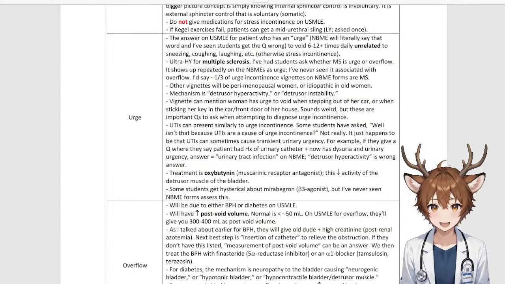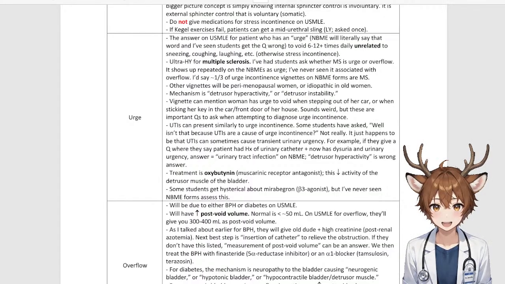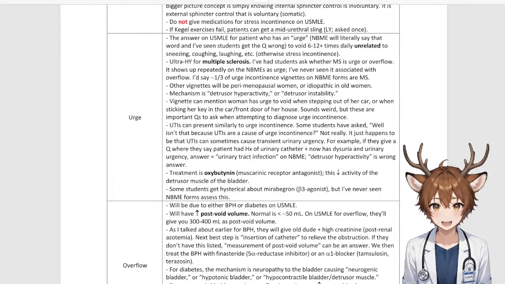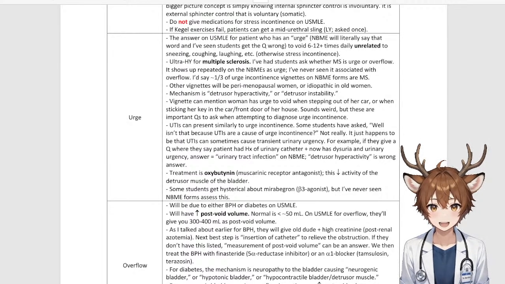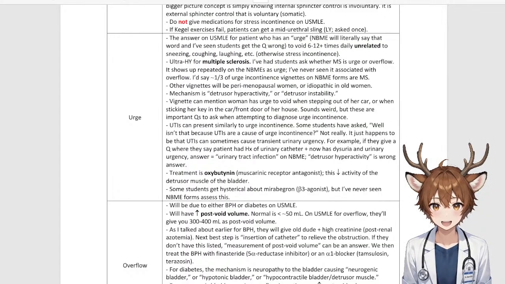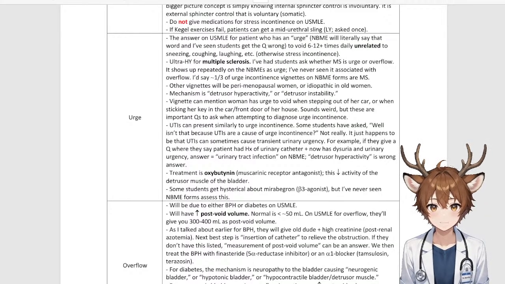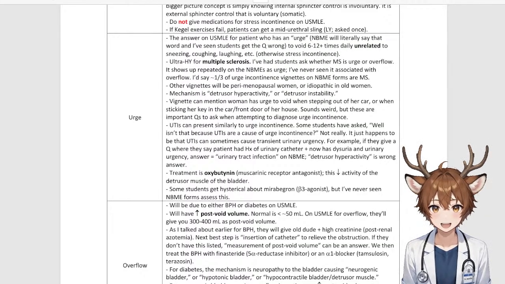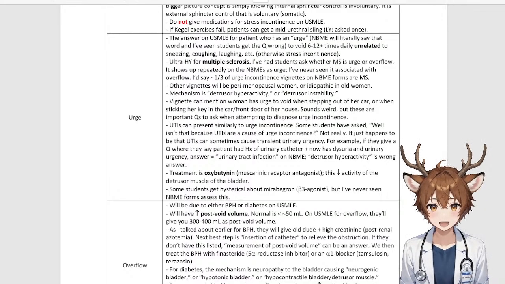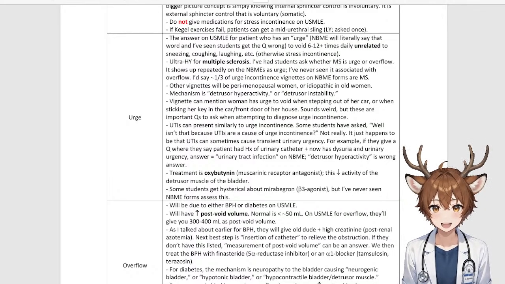UTIs can present similarly to urge incontinence. Some students have asked, well, isn't it because UTIs are the cause of urge incontinence? Not really. It just happens to be that UTIs can sometimes cause transient urinary urgency. So for example, if they give a question where they say the patient had a history of urinary catheter plus now has dysuria and urinary urgency, the answer should be urinary tract infection. On NBME, detrusor hyperactivity is the wrong answer.